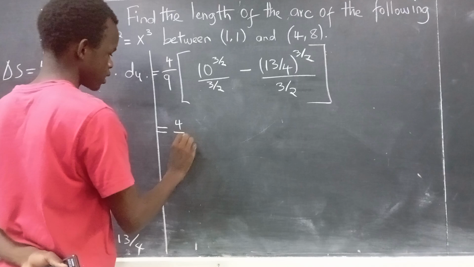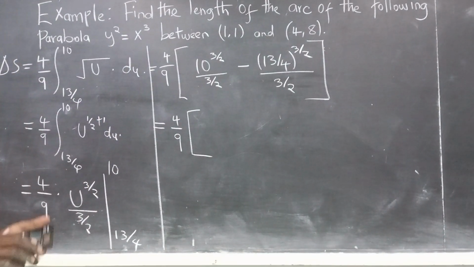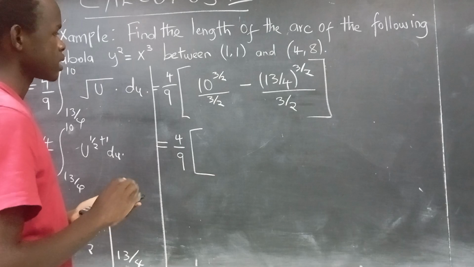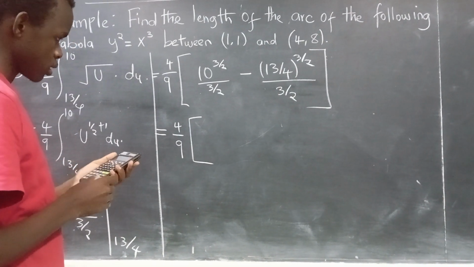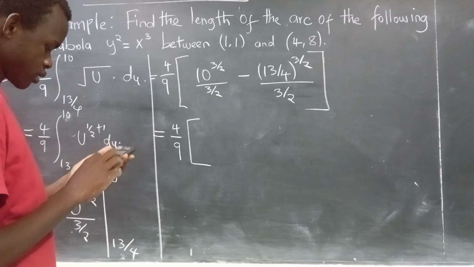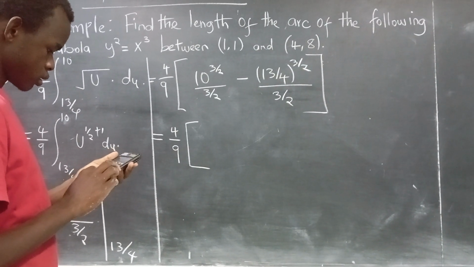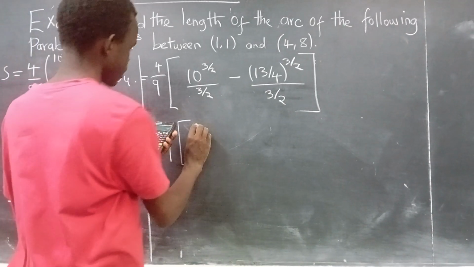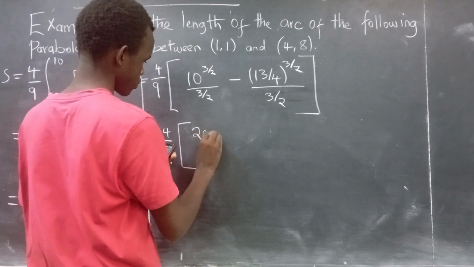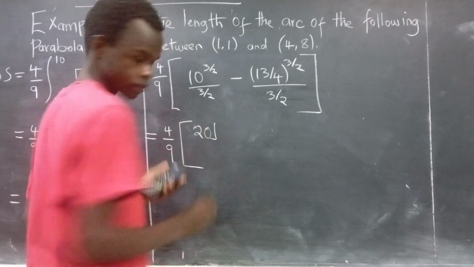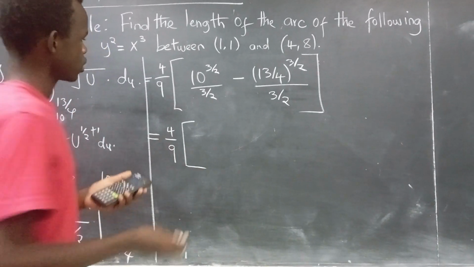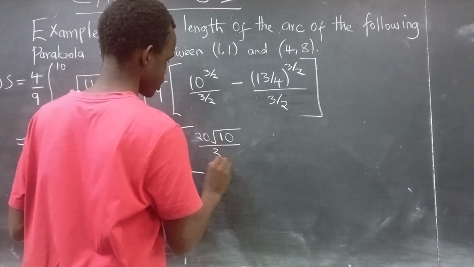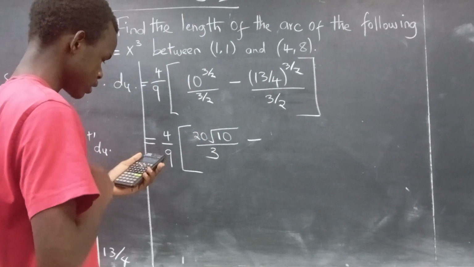So I'll get 4/9 times the integral. Let me perform this. 10 to the 3/2 is the same as 10 cubed squared, so it's the same as the square root of 1,000, divided by 1.5. In terms of radicals, I'll write my answer as 20 times the square root of 10 divided by 3.